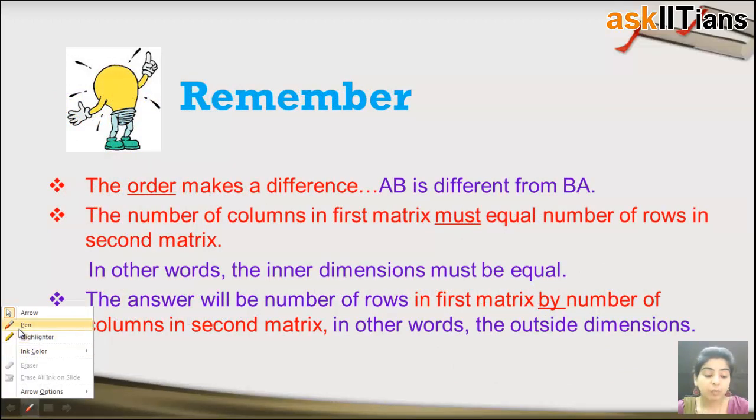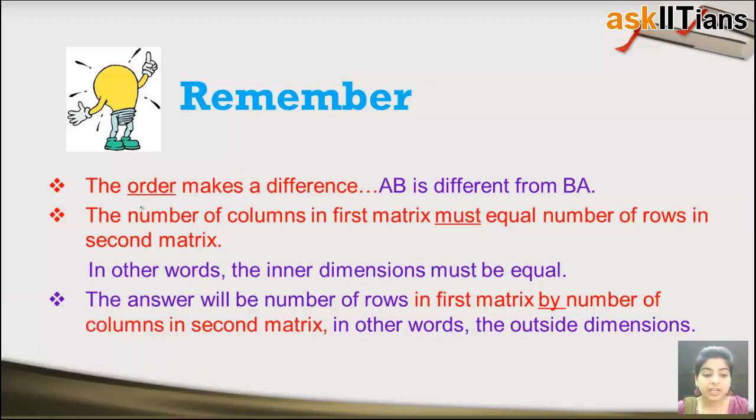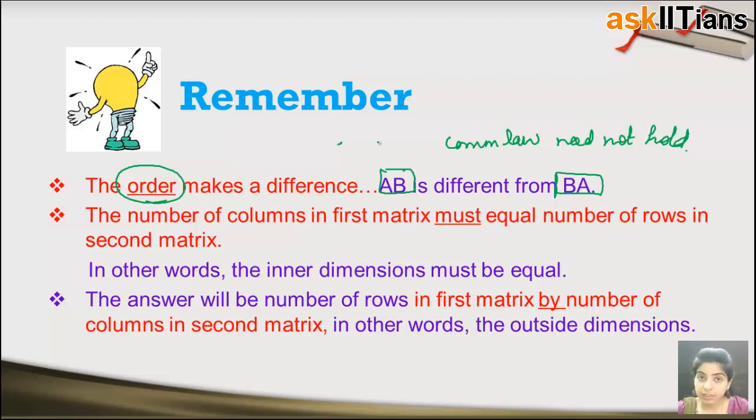Now we have certain important points. First of all is the order makes a difference. Order is extremely important. AB is different from BA. Why? Because the commutative law need not hold in case of matrix multiplication we are talking about. So you cannot replace AB by BA or BA by AB because both can be different.